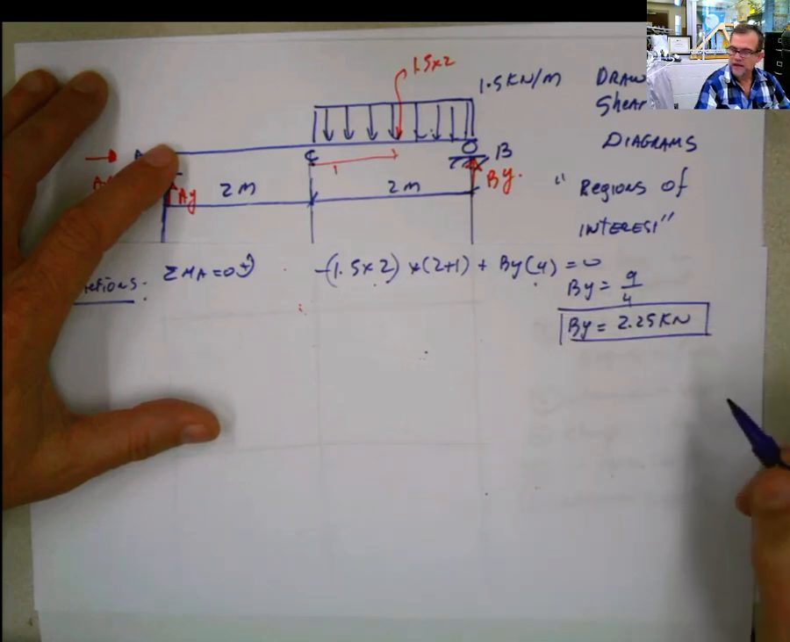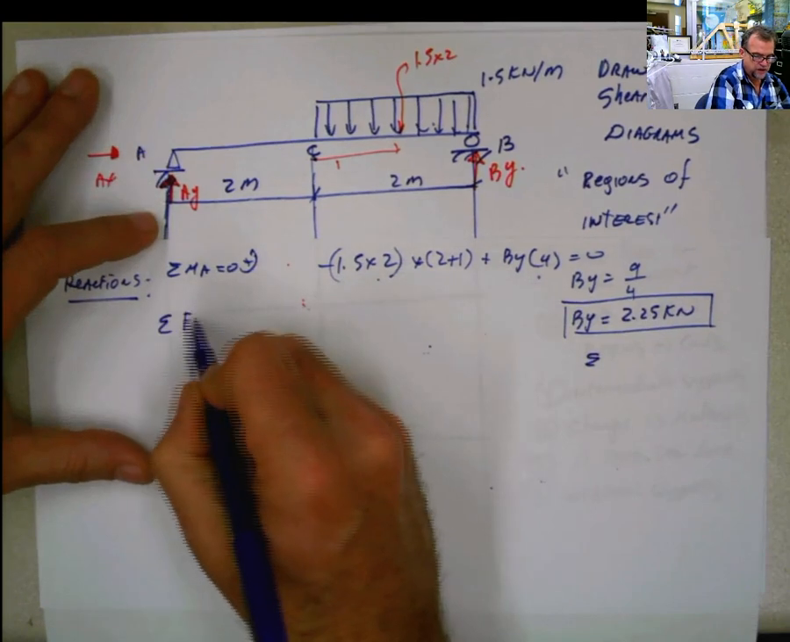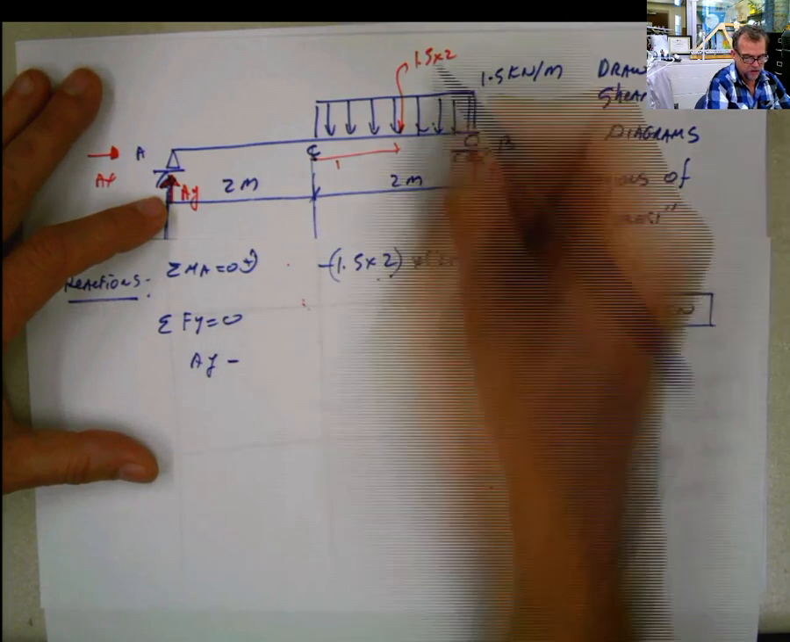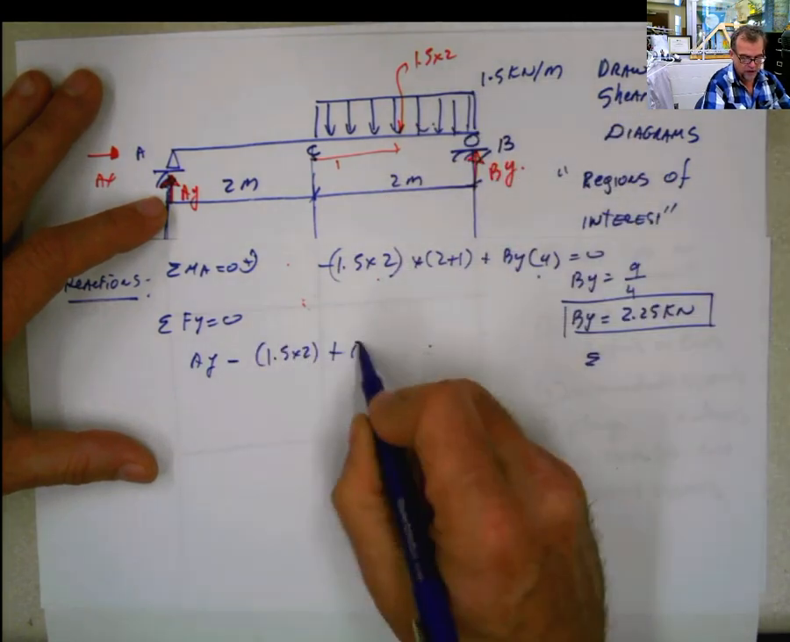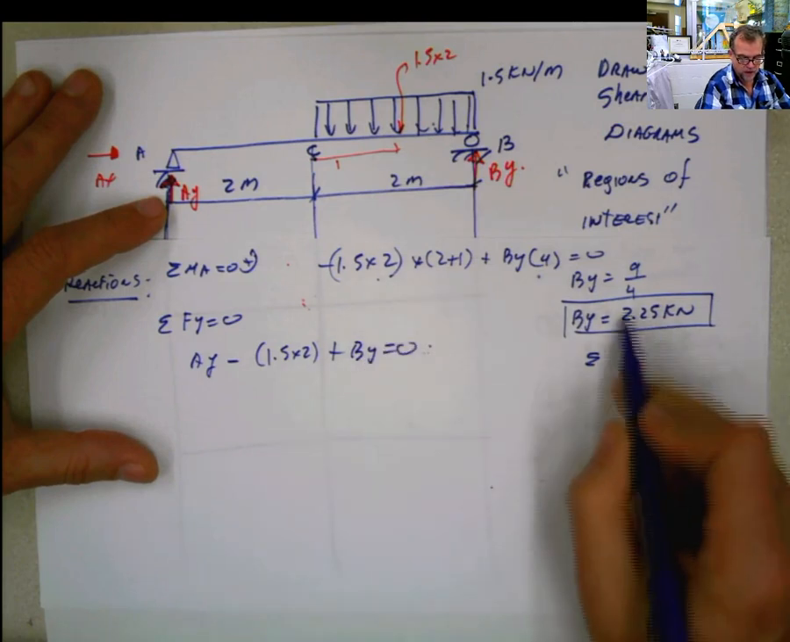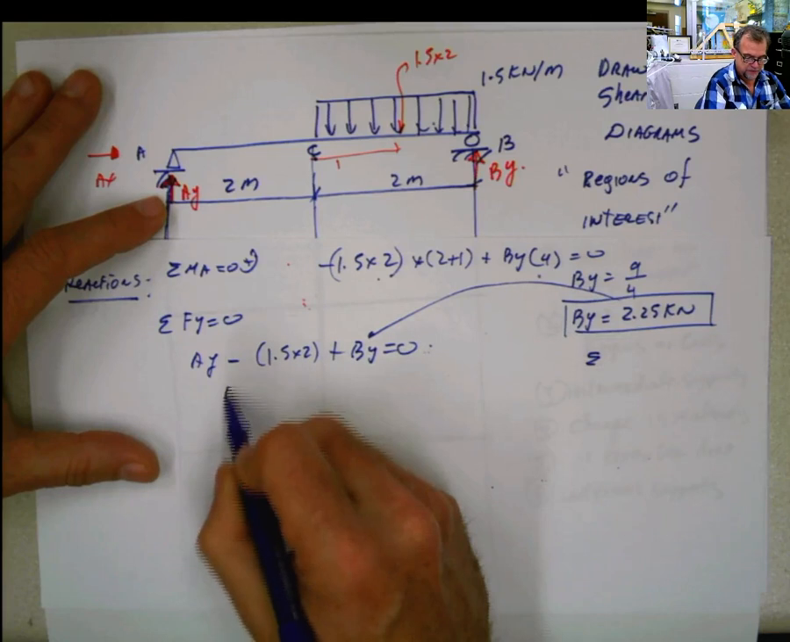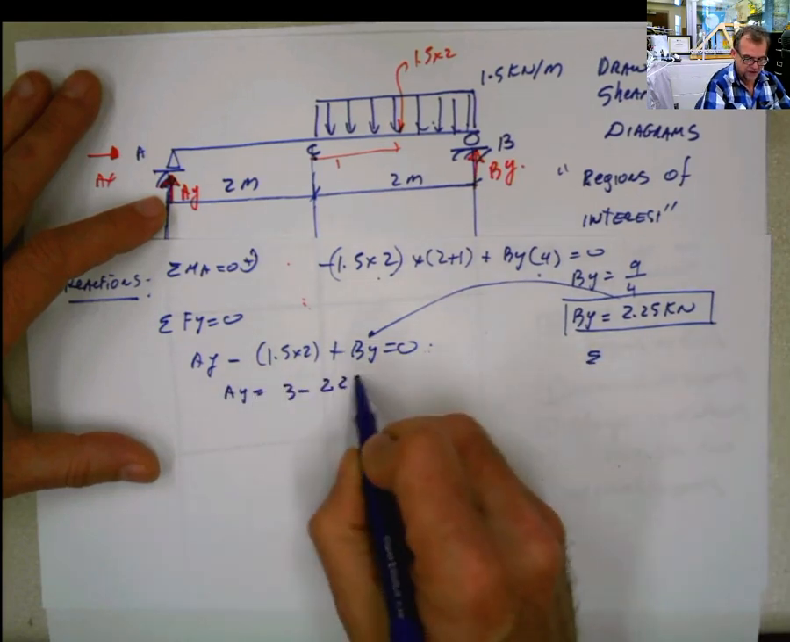After that, you can do summation of forces in y equals 0. Then you have AY minus this force, 1.5 times 2, plus BY equals 0. BY, remember, is 2.25, negative 3. Pass it to the other side, 3 minus 2.25.